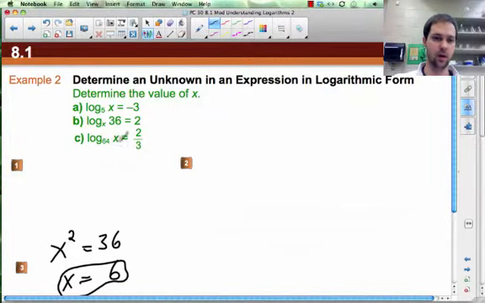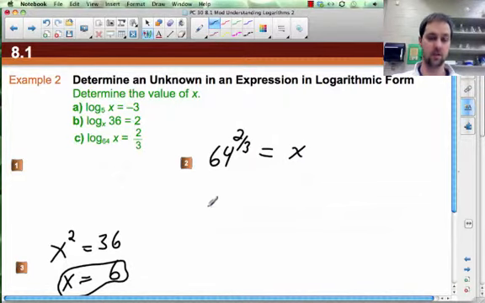All right, the third one here. Now again, this is our base. This is going to involve some trickery. This is our base, and this is our exponent. 64 to the 2/3 equals x. So what is 64 to the 2/3? This is going to get tricky.